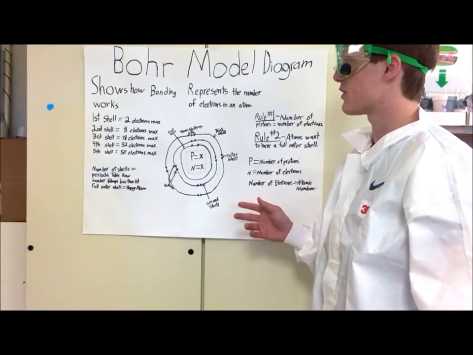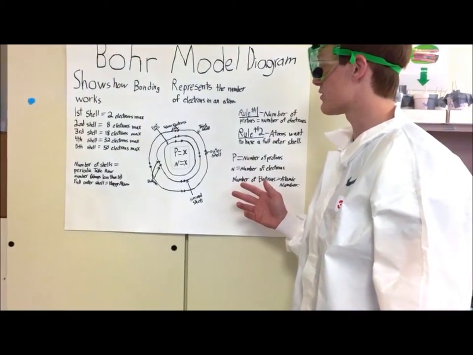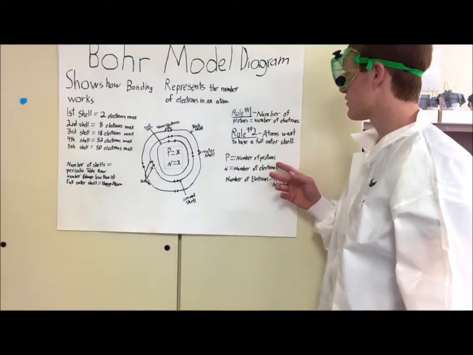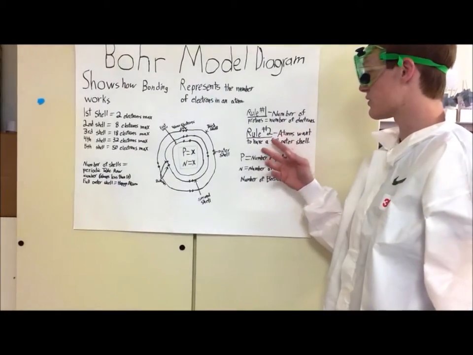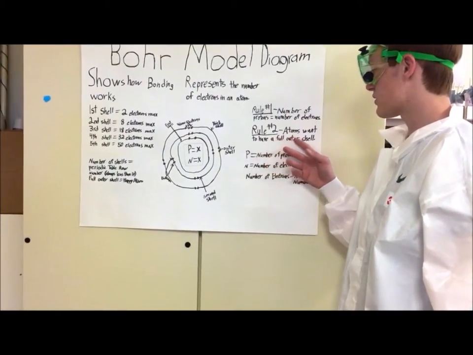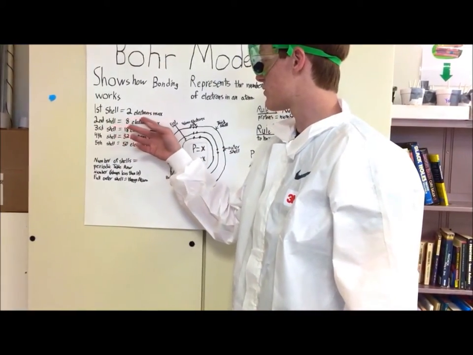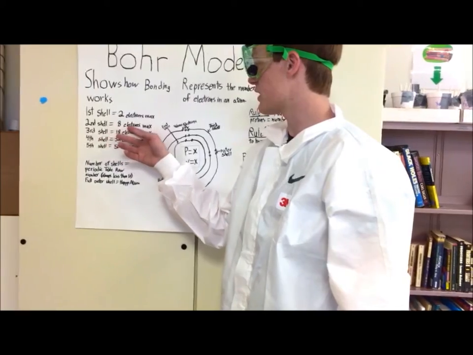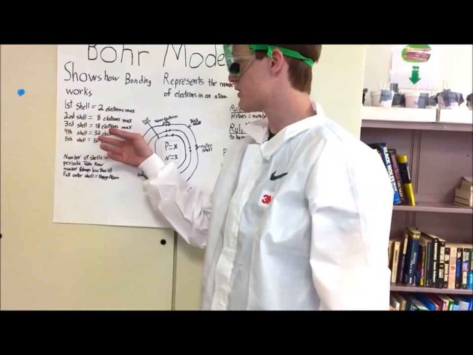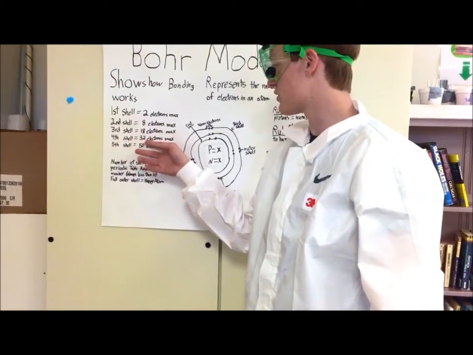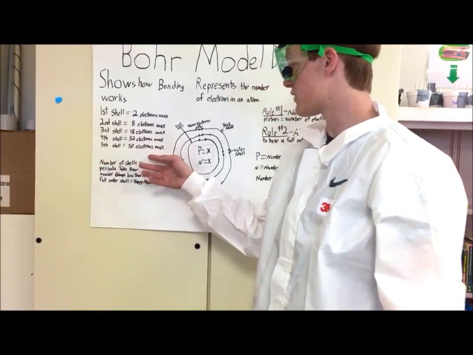Show how bonding works, represents the number of electrons in an atom. First rule: number of protons equals number of electrons. Second rule: atoms want to have a full outer shell. The first shell only has 2 electrons max, the second shell has 8 electrons, the third shell has 18 electrons, the fourth shell has 32 electrons, the fifth shell has 50 electrons.